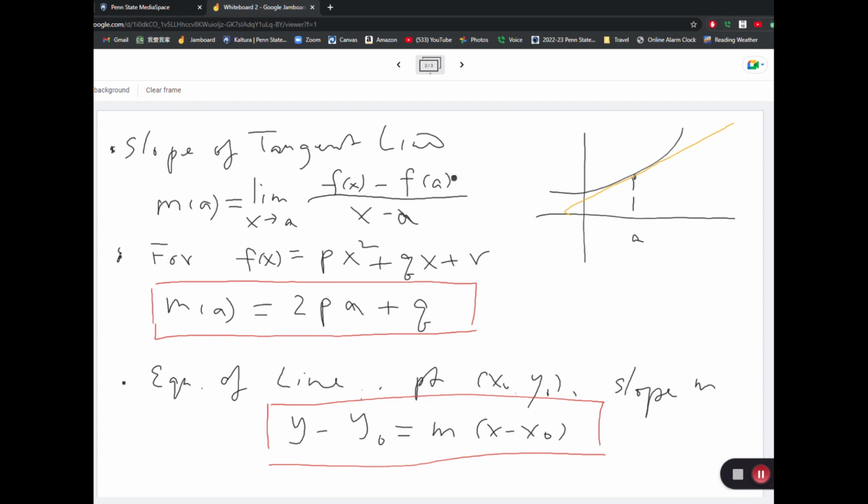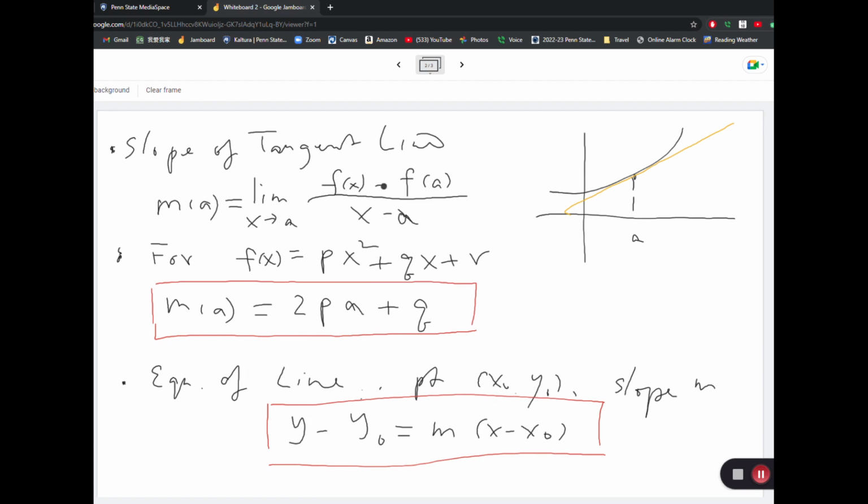All right. So here, when we talk about limit, the limit can be calculated to get the slope of a tangent line. So it's called a slope formula, right? Now, for a quadratic function, a second order function in general, px squared plus qx plus r, where p, q, r are given, if we do the limit, we would find the result to be 2pa plus q.